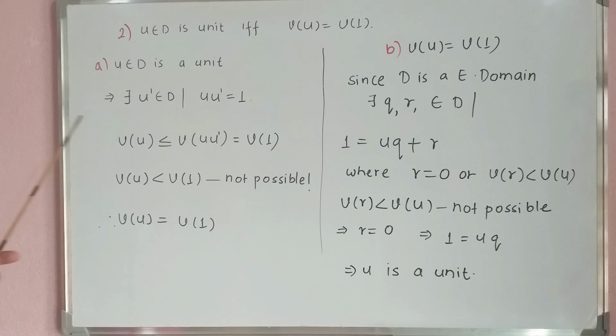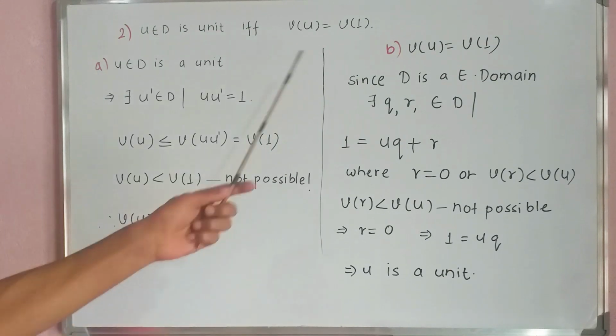Now we have norm of U is less or equal to norm of product of U and U prime from the second condition of Euclidean norm, that equals norm of 1 from this relation. So we have norm of U is less or equal to norm of 1, but norm of U less than norm of 1 is not possible. Why? Because from our earlier statement, norm of 1 is the minimal of all norm of A for A belongs to D. So this gives us norm of U must equal norm of 1.